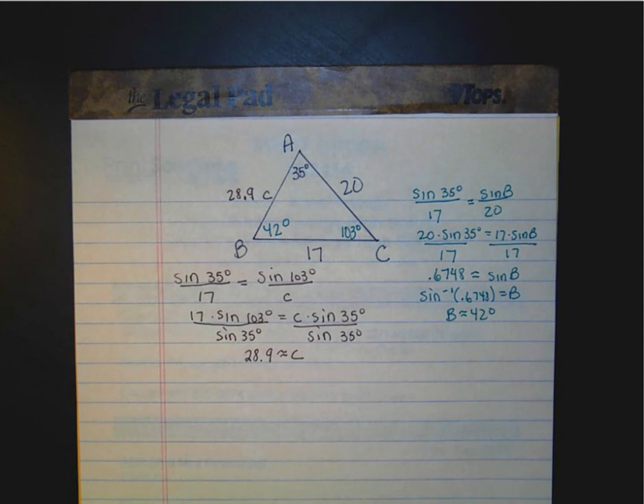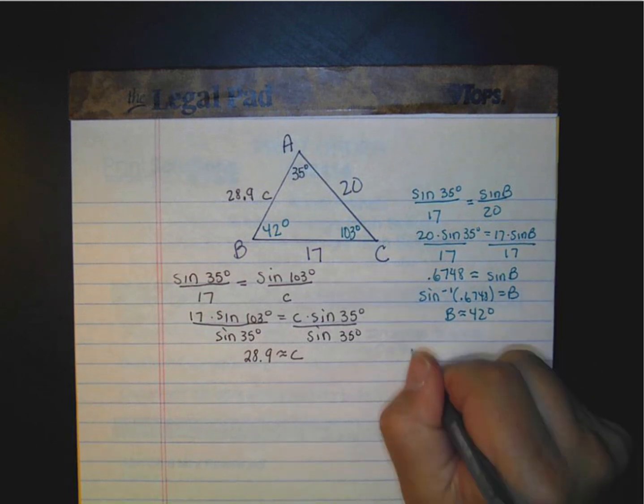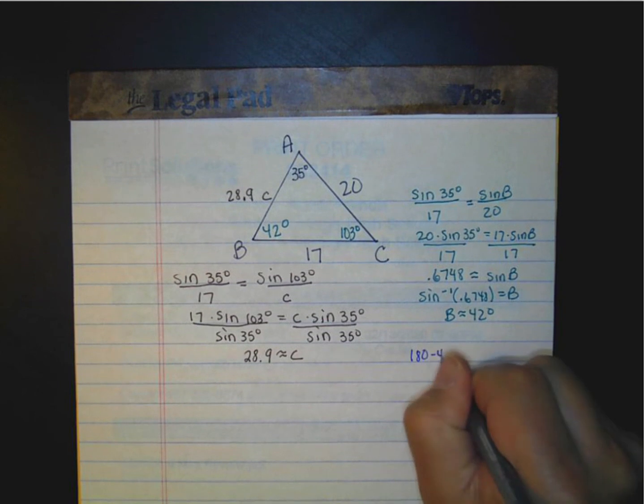Now let's see if we could possibly have two triangles. Because every sine, cosine, tangent value has two possible angles that go with it. They're literally across the circle from each other, so they're not 180 degrees different. All right, so let's go back. What was our first initial? B was 42. So we go 180 minus 42.